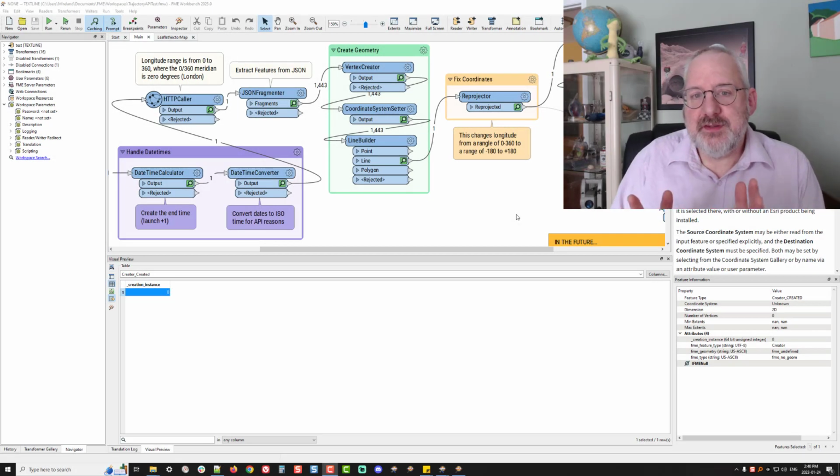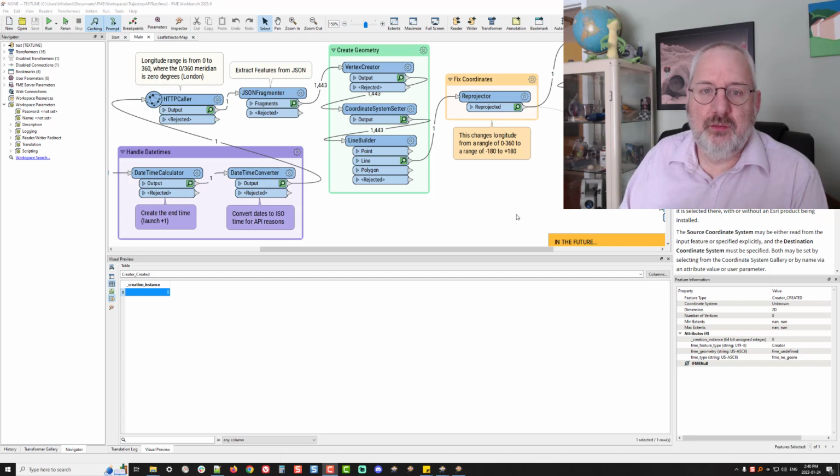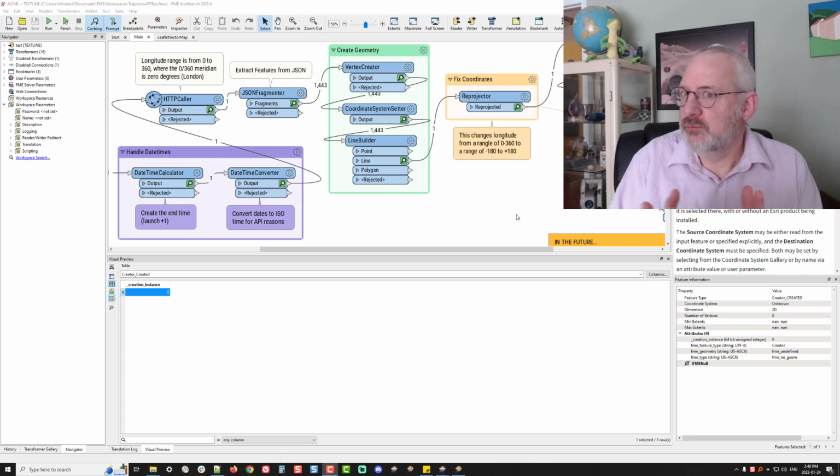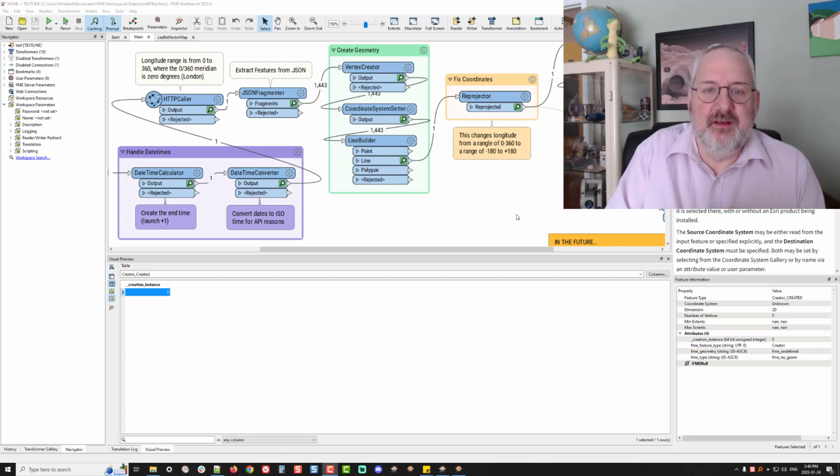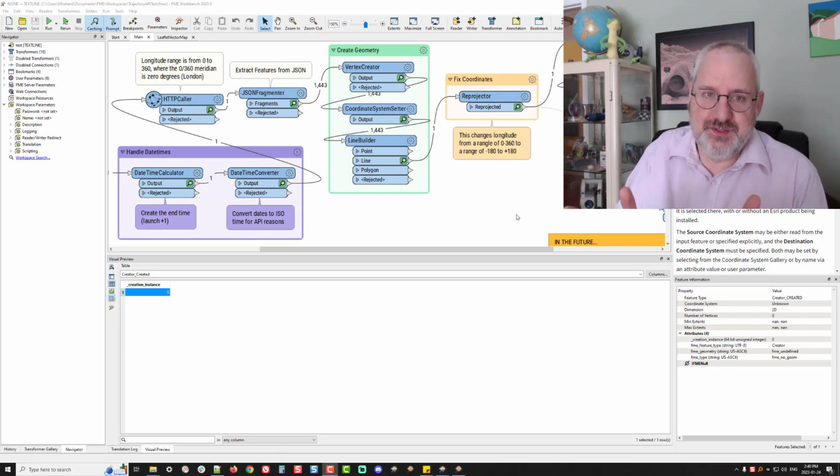Hello again, FME friends. Here's a quick video about the very best transformer in all of FME, which is, well, what would you say it is? How would we even go about defining which is the very best transformer? Well, one way would be to say which is the most used transformer, because if it's the most used, it must be the most useful.